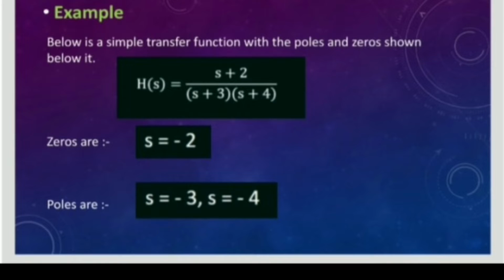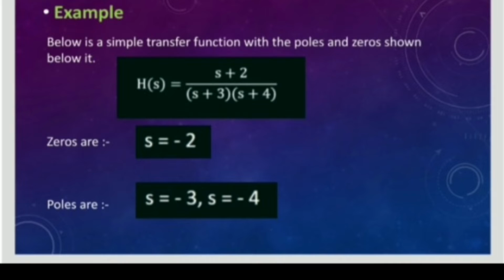Now we have a transfer function, which is H of s equals (s plus 2) divided by (s plus 3) into (s plus 4). Let us talk about zeros and poles for this transfer function. We already know the zeros are the values of s for which the numerator of the transfer function becomes 0.